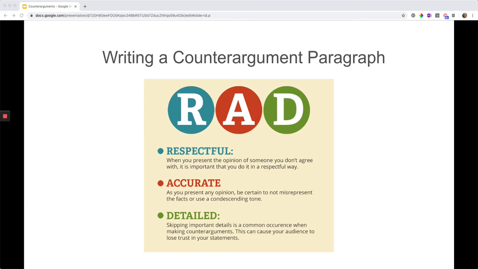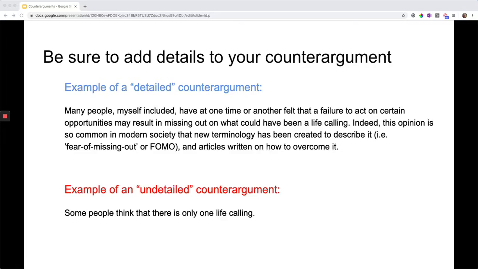And then last is to have some detail. You don't need a lot of detail, you just need a little bit of detail. It actually should be just one sentence. And I have a couple of examples. This is also in the lesson.